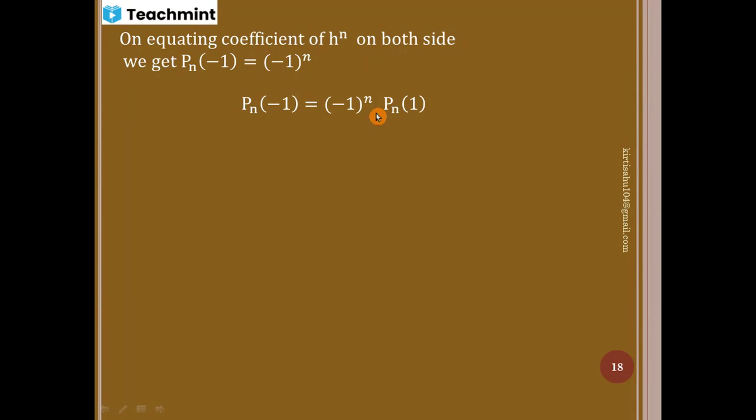Right. Now again minus 1 raised to power n. So this can be written as what? I can write it like this. Pn of minus 1 is minus 1 raised to power n, which in turn can be written as into 1. And just now we have seen that minus 1 raised to n and 1 can be written as Pn of 1. So in this way, I will have the relation. What is that? Pn of minus 1 is minus 1 raised to n Pn of 1.